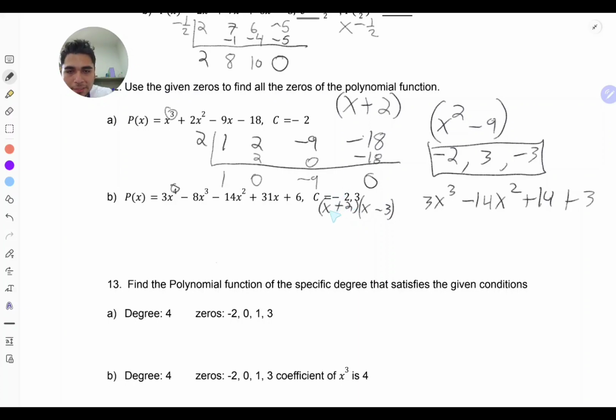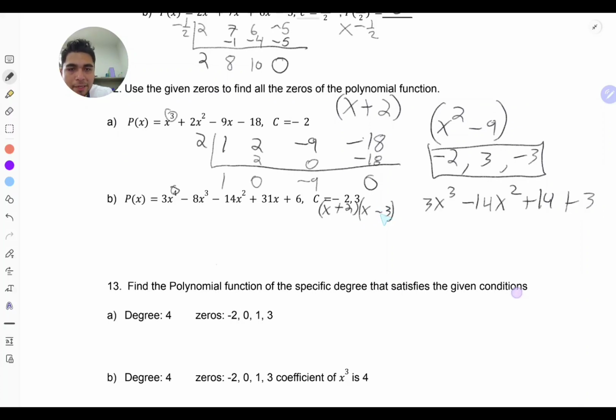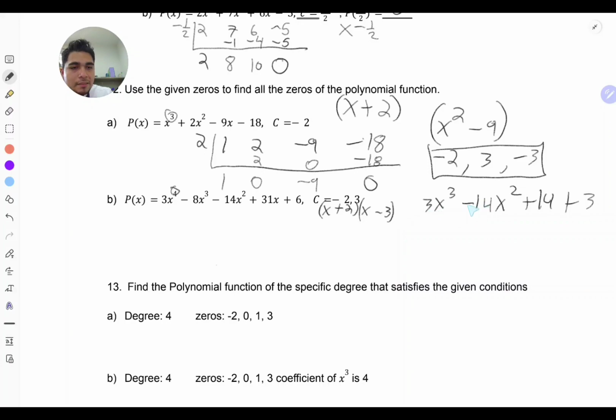How do you find that out? Well, right now we just divided it by x plus 2 to get this polynomial, okay? Now we can just divide it again, right? X minus 3. So x minus 3 is this, divided by this. Again, coefficients, 3, negative 14, positive 14, and 3, divided by negative 3, okay? Bring down 3. 3 times negative 3, that's negative 6. Negative 14 minus negative 6 is just 8.